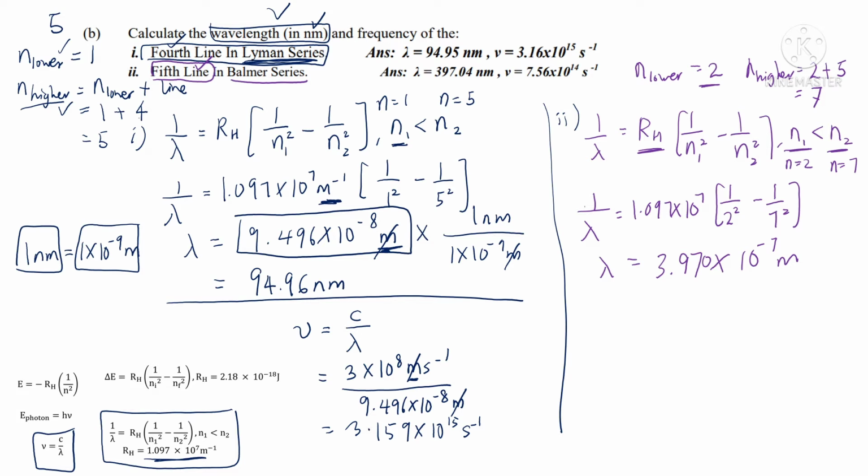To convert it to nanometer, again, need to use 1 times 10 to the power of negative 9 meter as a denominator and 1 nanometer as the numerator, so that we can cancel out the meter to give us the wavelength of photon in nanometer as 397 nanometer.